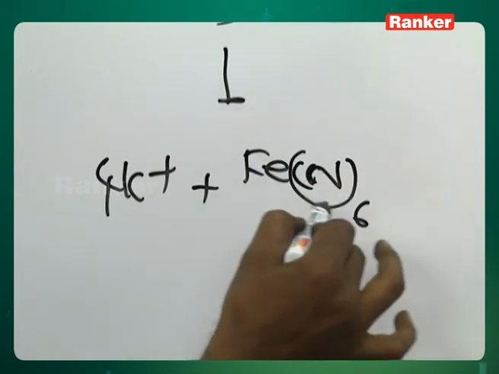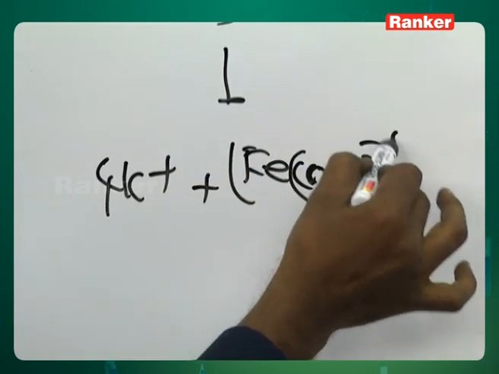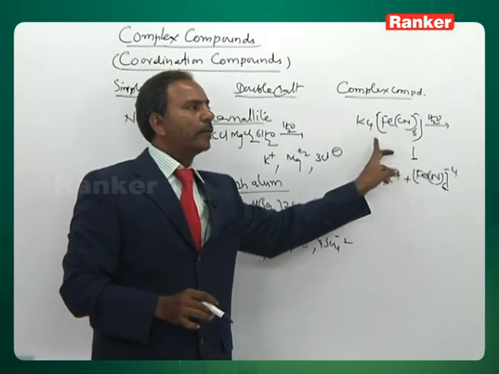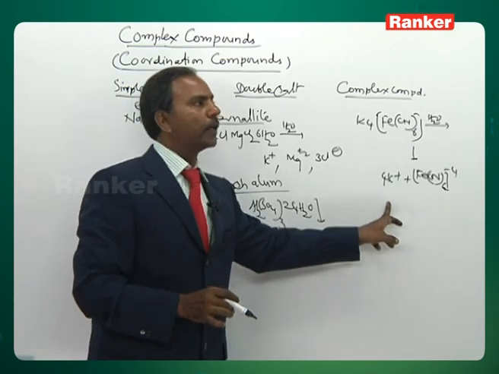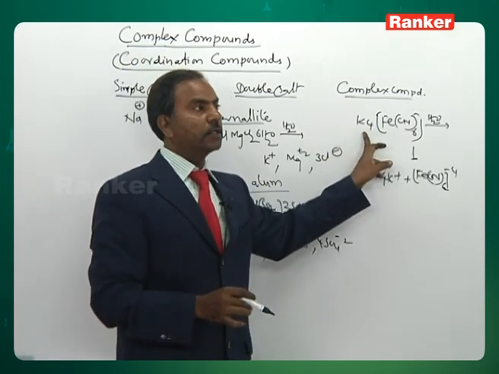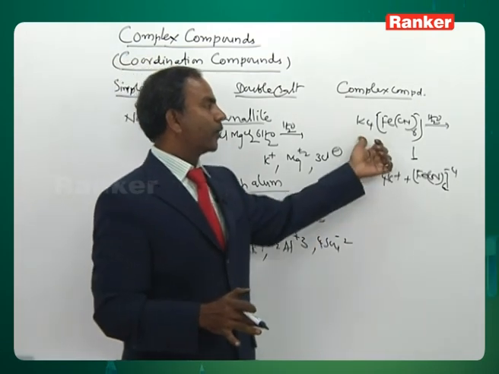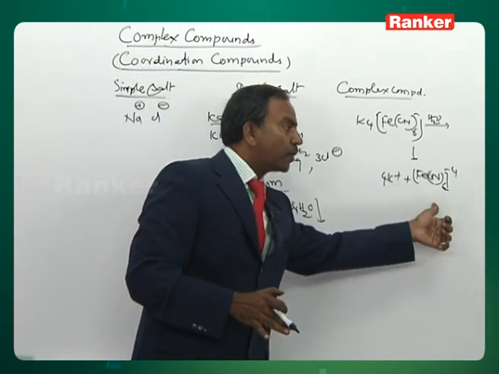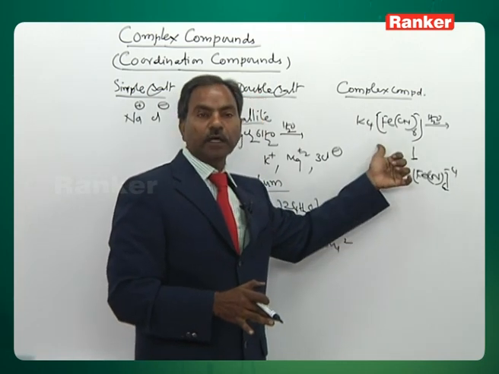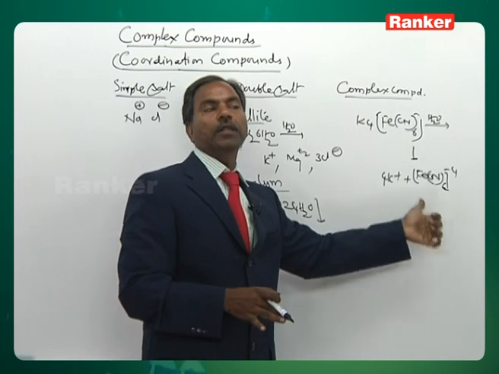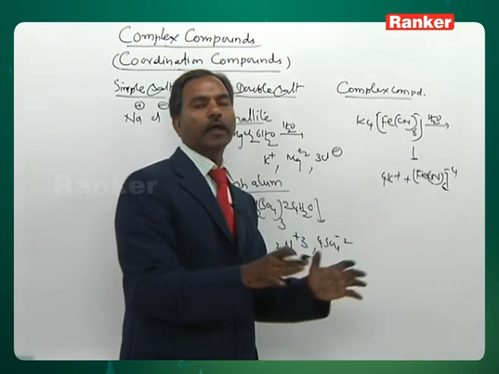K4[Fe(CN)6]. Look here: the salt or compound undergoes partial ionization. Only the K+ ions are ionized, and the bracket part, which is the complex ion, undergoes partial ionization. The complex part remains as it is in the solid state, and similarly in the aqueous solution, the bracket part is not ionized.